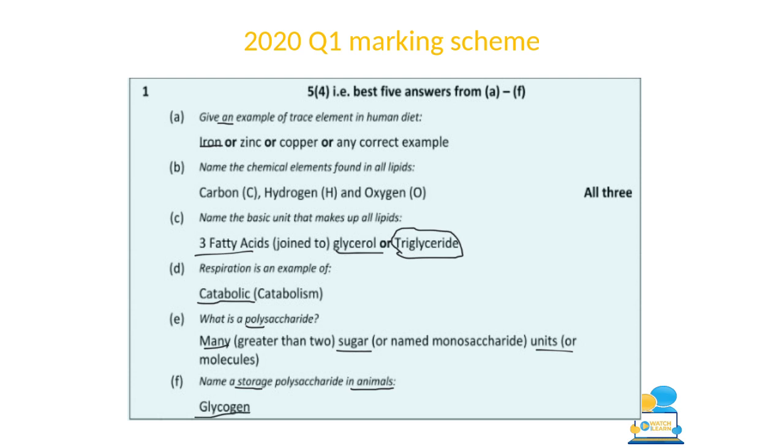And a storage polysaccharide, the only one we would have studied, storage polysaccharide in animals, is glycogen. The storage polysaccharide in plants is starch. And again, that question there is going to rely on us taking our time to understand that we've been asked about a storage polysaccharide, but in animals. Starch is not in animals. So we need to do a process of elimination. It's not cellulose, it's not starch, so therefore it must be glycogen.